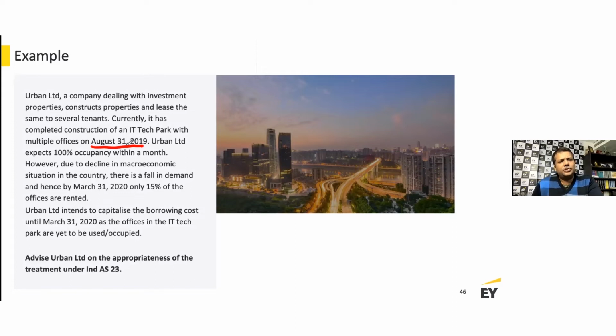However, due to decline in macroeconomic situation in the country, there is a fall in demand. Hence, by March 31st, 2020, only 15% of the offices are rented, even though they're fully ready. Urban Limited intends to capitalize the borrowing cost until March 31st of 2020, as the offices in the IT Tech Park are yet to be used or occupied. Advise Urban Limited on the appropriateness of the treatment under Ind AS 23.